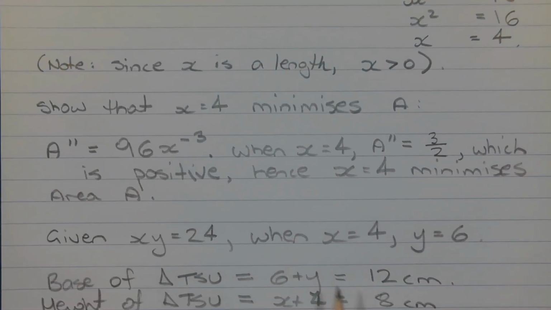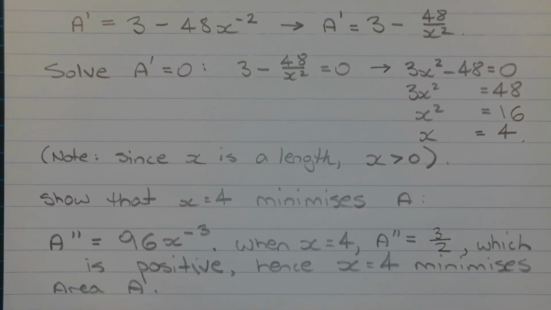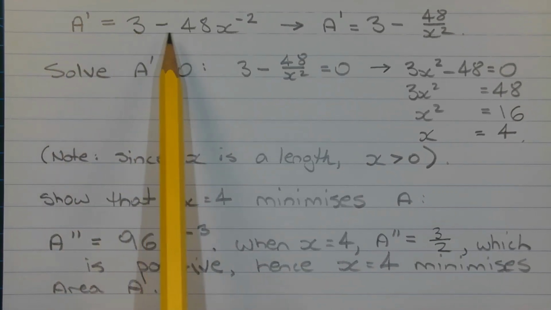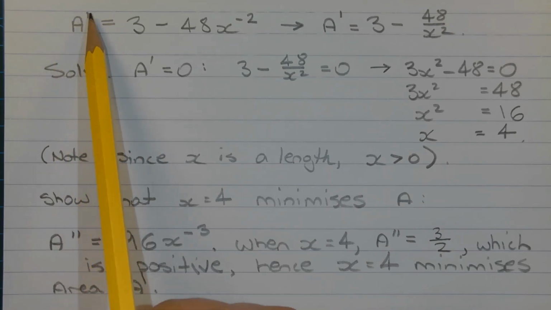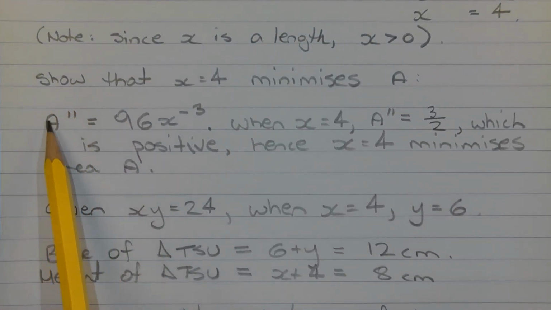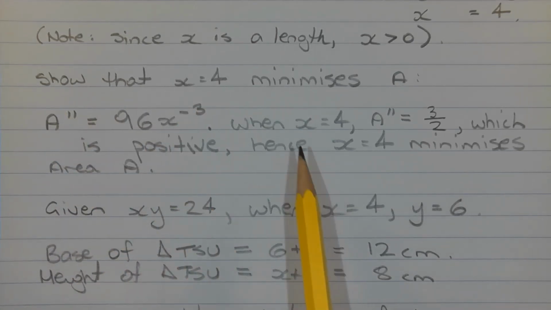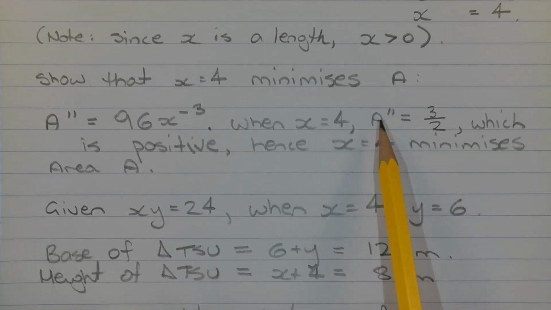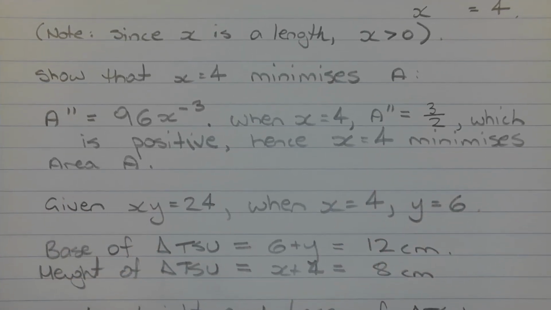Next, we need to show that x equals 4 minimizes A, and we can use the second derivative to show that. Now, the first derivative, A dash is equal to 3 minus 48 times x to the power of negative 2. Differentiating A dash with respect to x to get an expression for the second derivative, we get A double dash is equal to 96 times x to the power of negative 3. Now when x is equal to 4, the value of A double dash is equal to 3 over 2, which is positive. Hence, x equals 4 minimizes the area A.